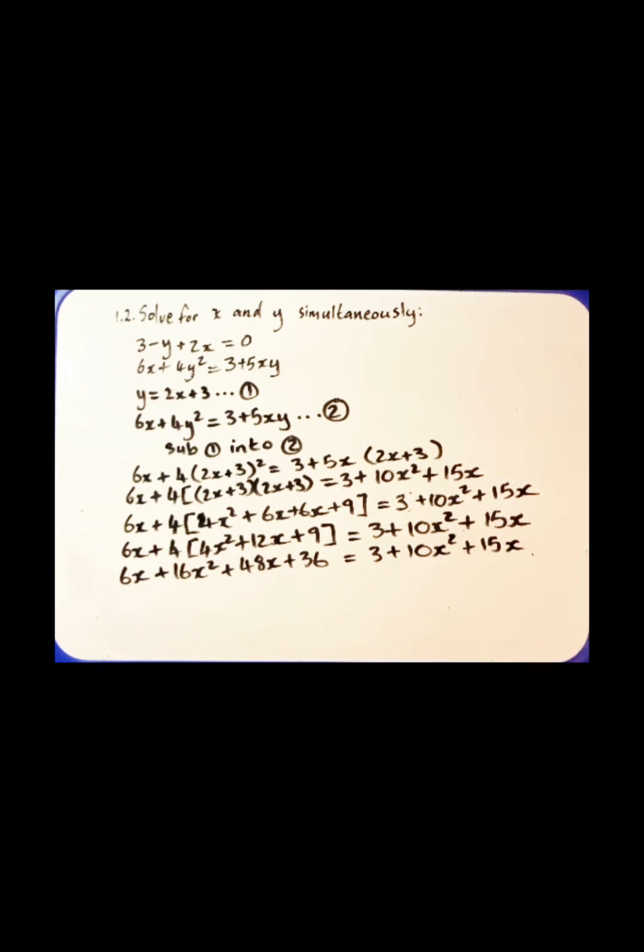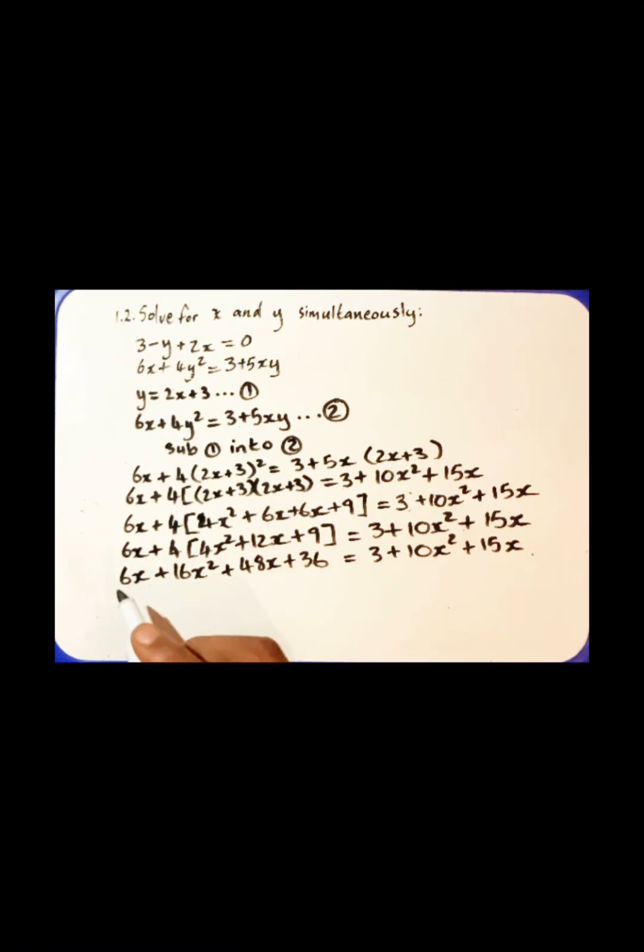Now we will move everything to the left hand side, because we want to have a positive number with the x to the power 2. So that's why we have to move them to the left, so that the x to the power 2 can have a positive number.